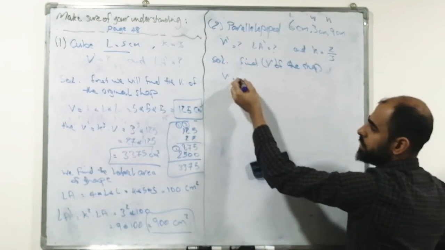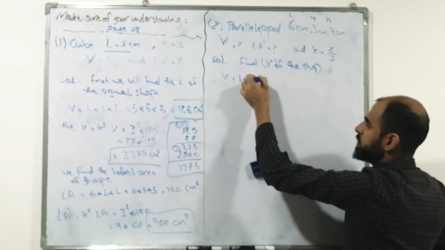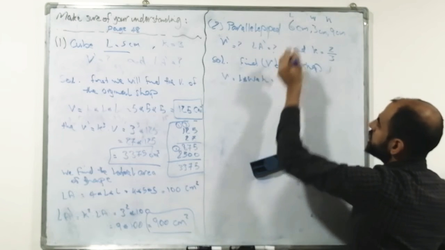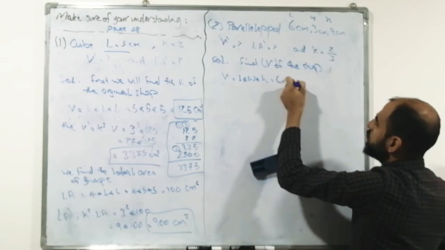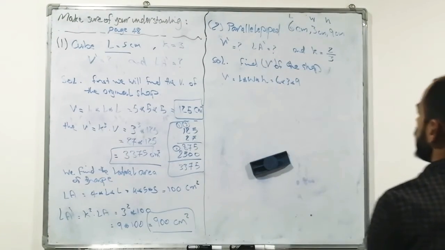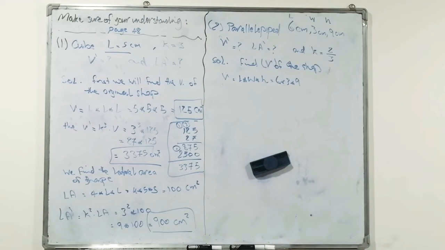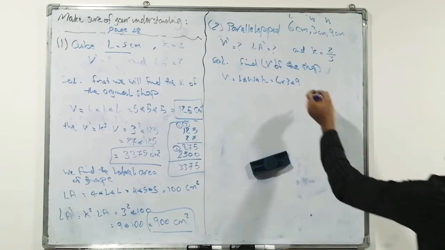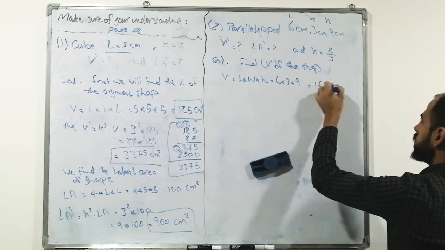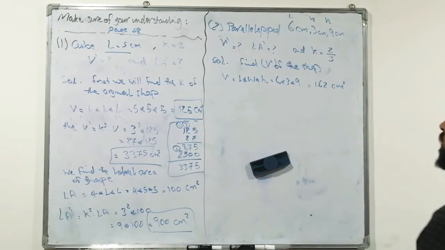Volume of a parallelepiped is length by width by height. 6 by 3 by 9. 3 by 6 is 18, 18 by 9, equals 162 centimeter to the power 3, which is the volume of the shape before the dilation.